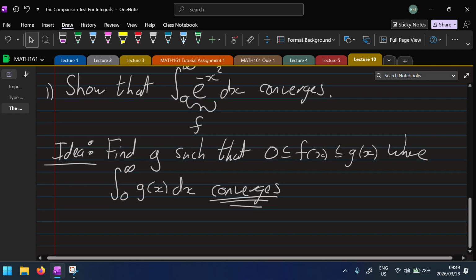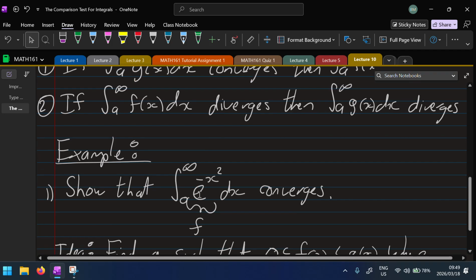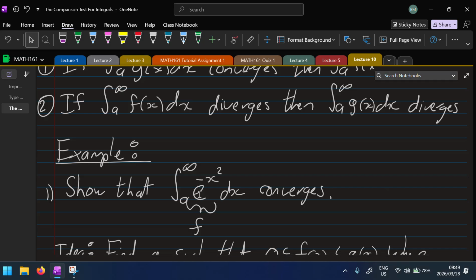Okay, so what can we do now? So let's try to find this g. What's giving us problems in this integral here is that exponent, that e to the minus x squared. Right? There's no u substitution we can do to get rid of that. So let's try something else to try get rid of that exponent.